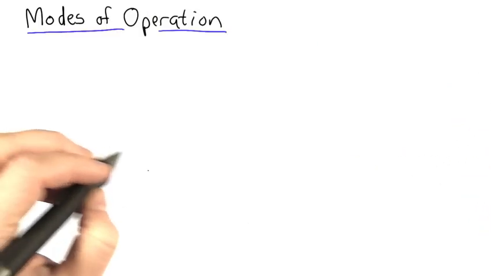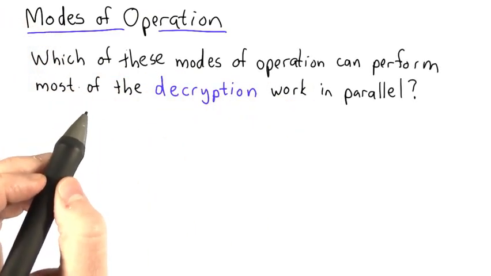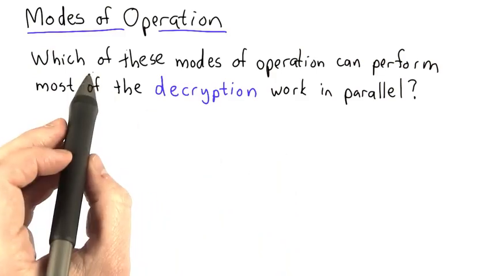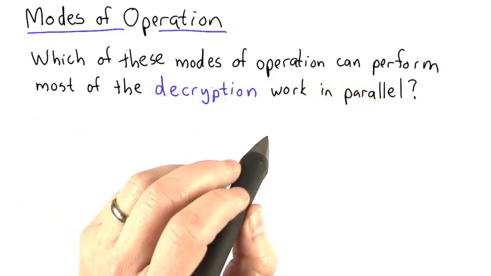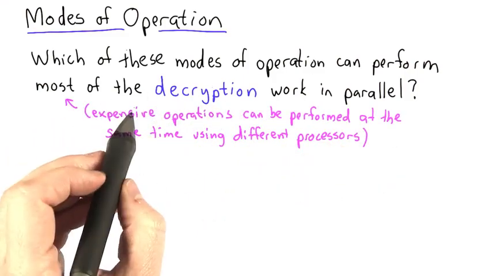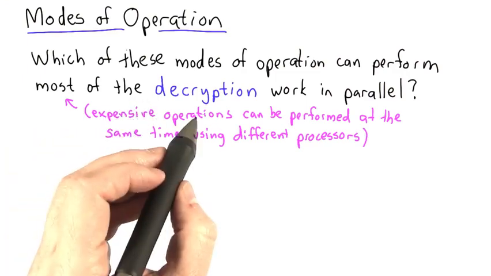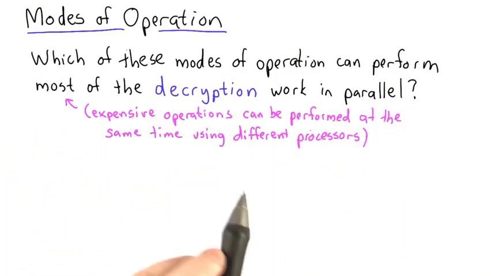Now we'll have some questions about modes of operation. This question is to see if you understand the modes of operation of symmetric ciphers. Which of the modes of operation can perform most of the work to do decryption in parallel? And by most, I mean the expensive operations, which are the encryption operations, not the XOR, which is very inexpensive, that can be performed at the same time using different processors.